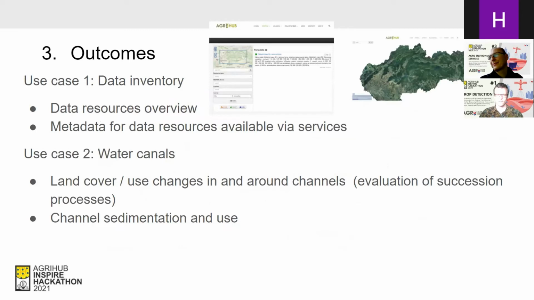And what would be the outcomes? For the first use case, we really do see that there will be at least metadata harmonized and made available, and ideally metadata with real linkages to the data themselves via services or APIs. And for the second use case, it would be great to have on the end of the hackathon some really land cover or land use changes layers with some sort of evidence what might happen in time around the target region, and also to see what might be possible to do with such outcomes of the use case.